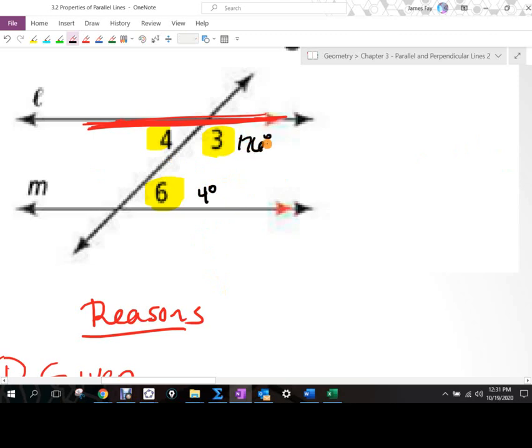176, because the same side interior angles have to be supplementary, right? And now what would angle 4 be? 4 degrees. What do you now recognize about angle 4 and angle 6? They're the same, right? They're congruent angles now.